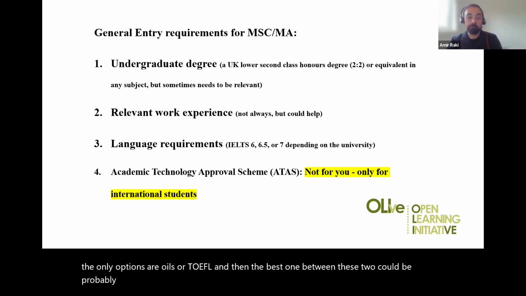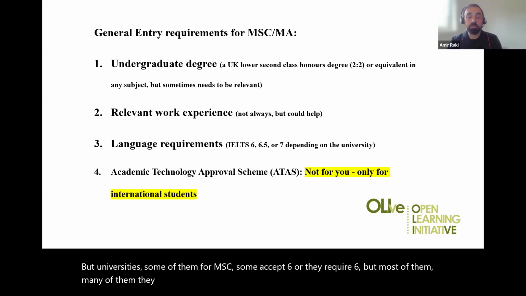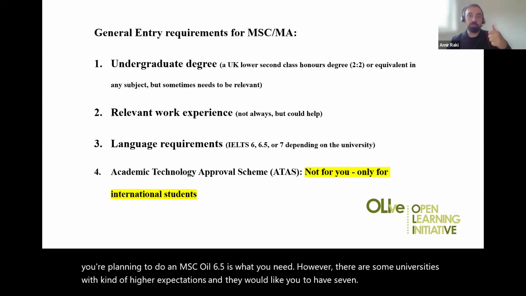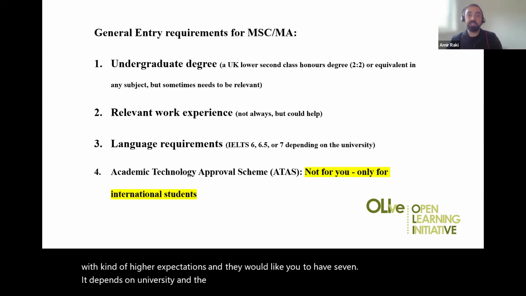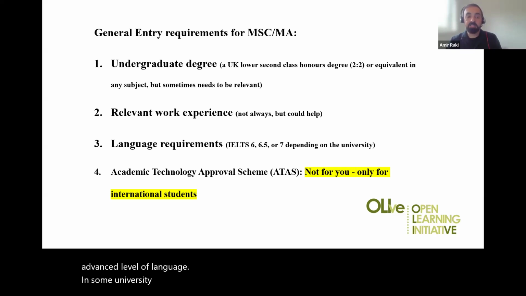For MSc, some universities accept or require 6, but many of them require 6.5. So have that in mind: if you're planning to do an MSc, IELTS 6.5 is what you need. However, there are some universities with higher expectations, and they would like you to have 7. It depends on the university and the subject, because some subjects require a more advanced level of language.